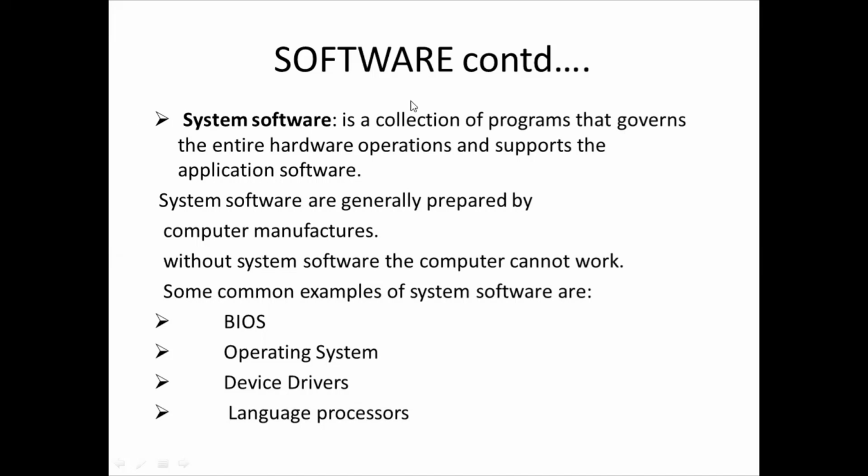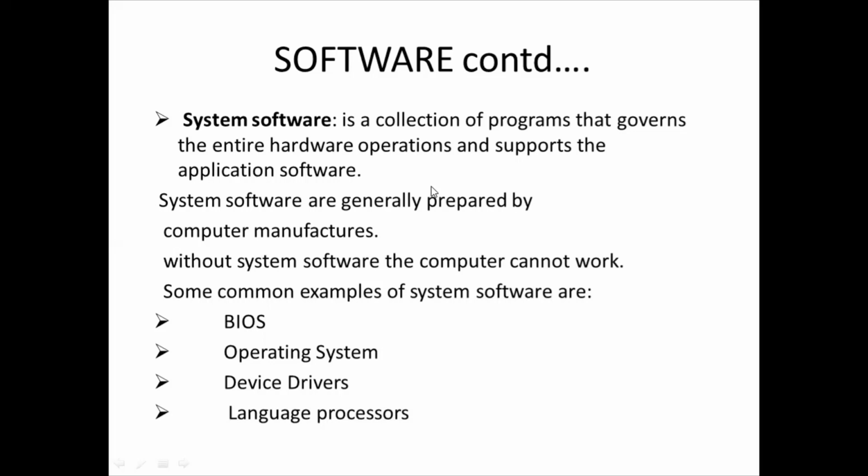And it is generally prepared by the computer manufacturers. And without system software, the computer cannot work. All right. So the first thing, as soon as you switch on the computer, the first page you see is called Windows, for example. That is your operating system. That is a system software. Without that, you cannot work with the computer.